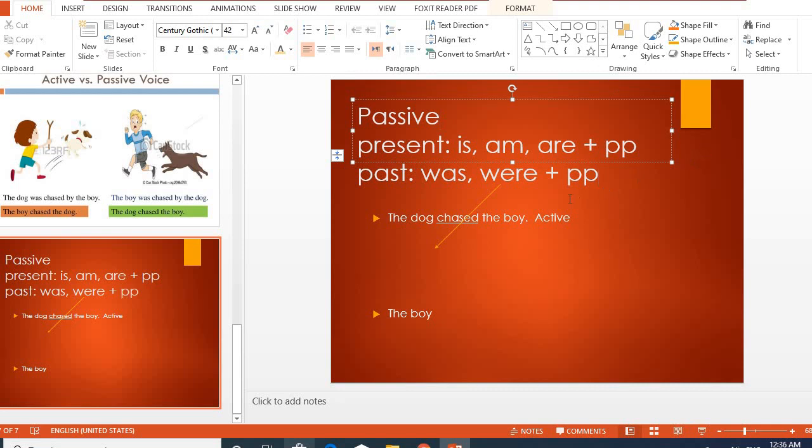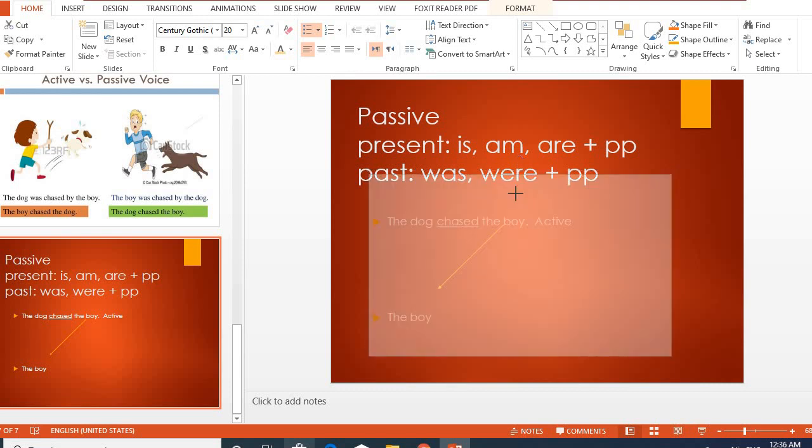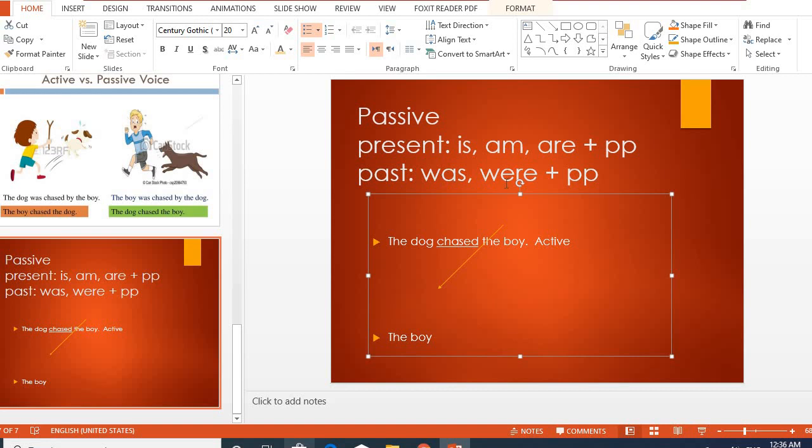So let's follow this rule to answer this sentence. The dog chased the boy. The boy is my object. I want to make it the passive form. I take the object, I put it at the beginning. And then look at your verb. The verb is in the past tense. So what is the change I have to make when my verb is in the past tense? I have to add was or were.